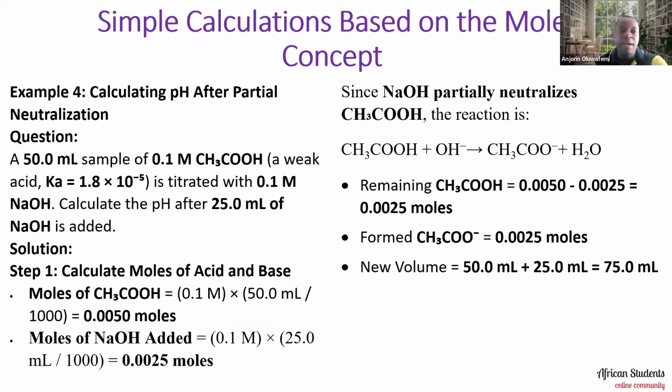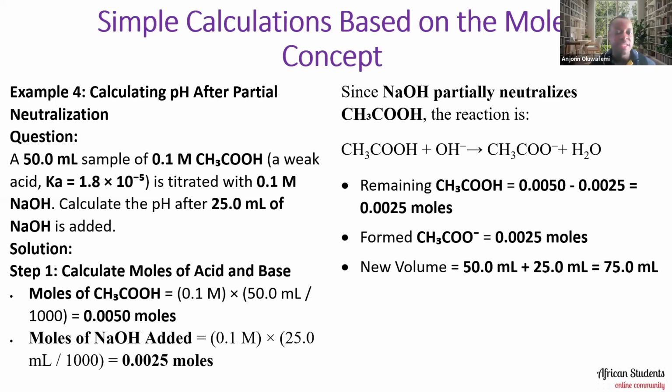Calculating the pH after partial neutralization. Let's look at the question. It says that a 50 mL sample of 0.1 molar CH3COOH, a weak acid, with a dissociation constant of 1.8 times 10 to the minus 5, is titrated with 0.1 molar sodium hydroxide. Calculate the pH after 25 mL of sodium hydroxide is added.